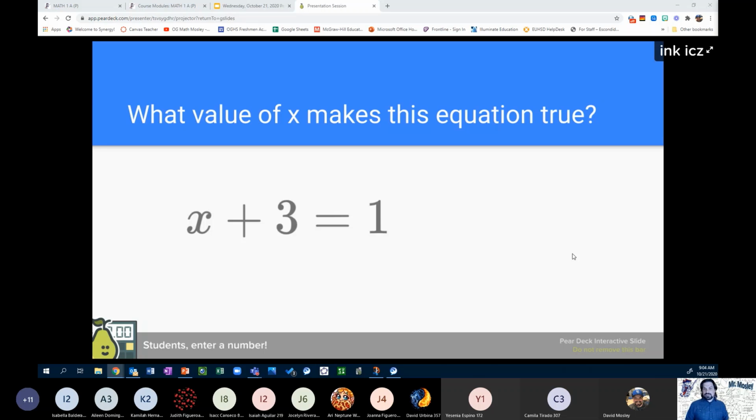Negative 2 is the only value that will work for x. Are there any questions about this one? Anything I can clarify?